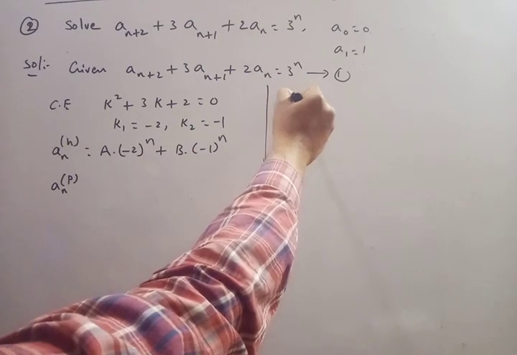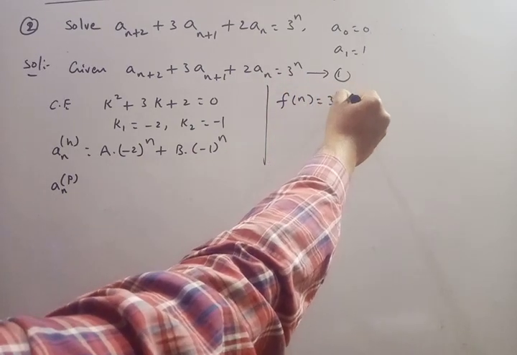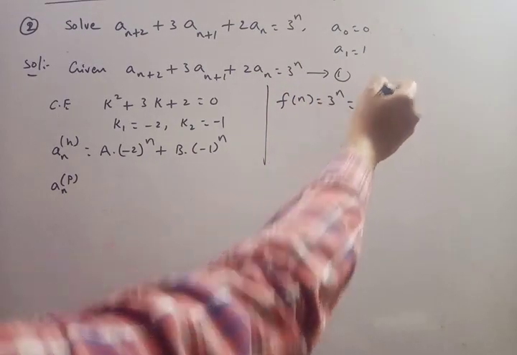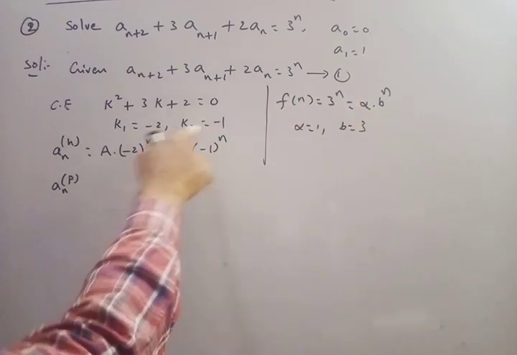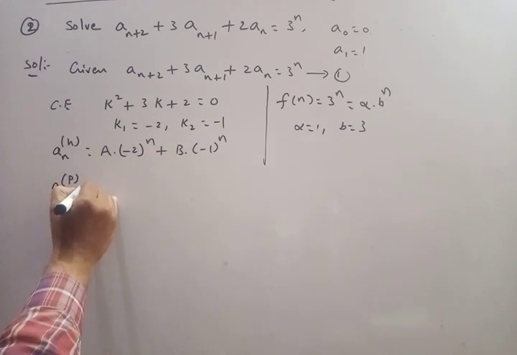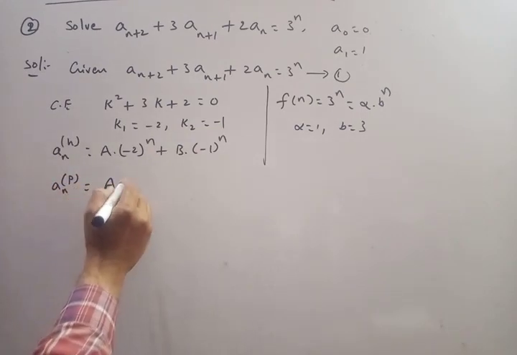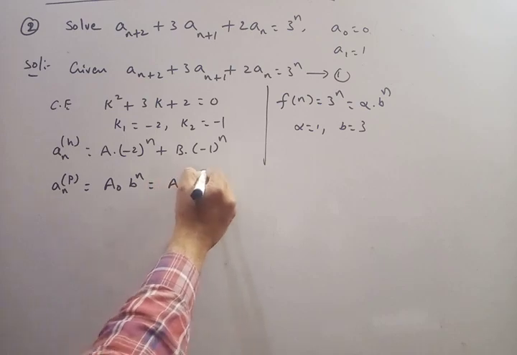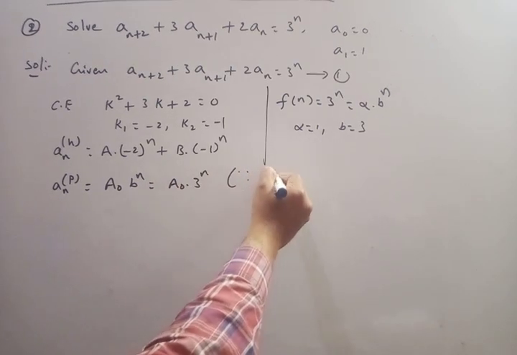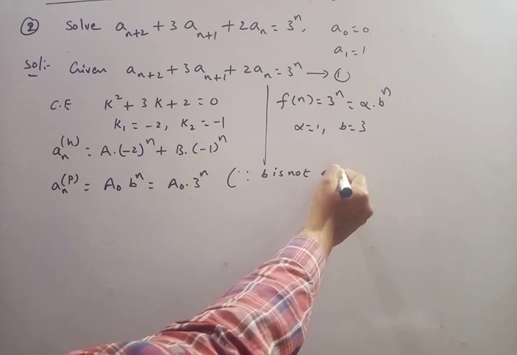See, f(n) is equal to 3^n, which is in the form of alpha into b^n. Alpha is equal to 1, b is equal to 3. So 3 is not a root, correct? If 3 is not a root, then what do we have to take? A0 into b^n. So that means a0 into 3^n, since b is not a root, correct?